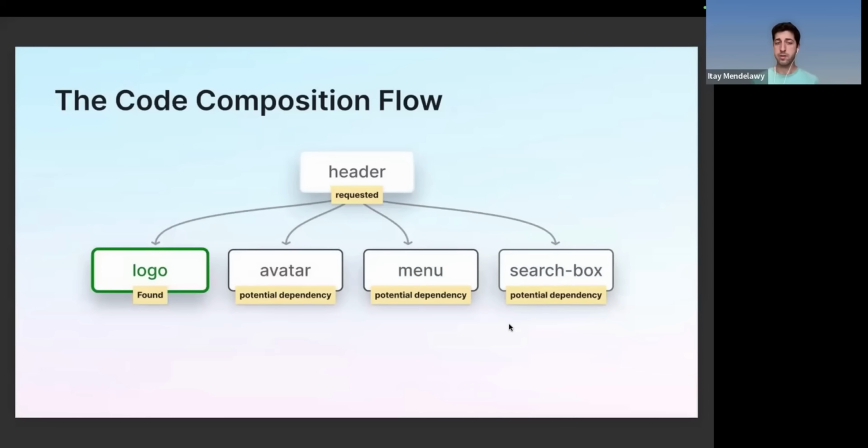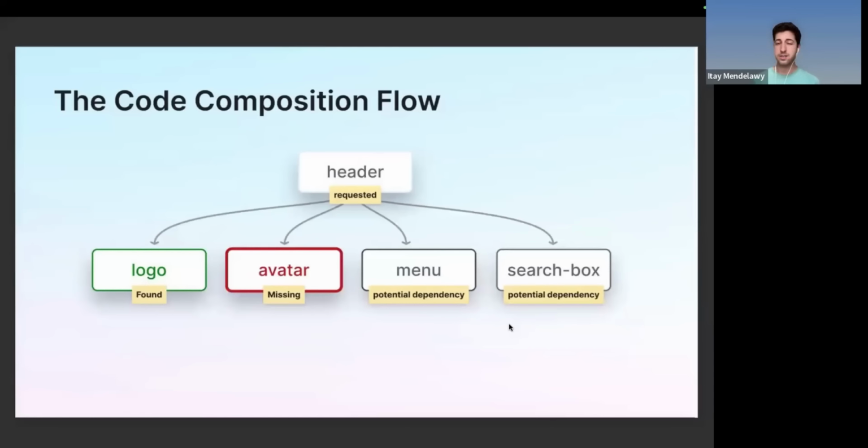So logo is available. That's great. We're going to use this as a dependency. Avatar is missing. Avatar is a fairly simple component. There's not too many dependencies we need. So we're just going to generate one.